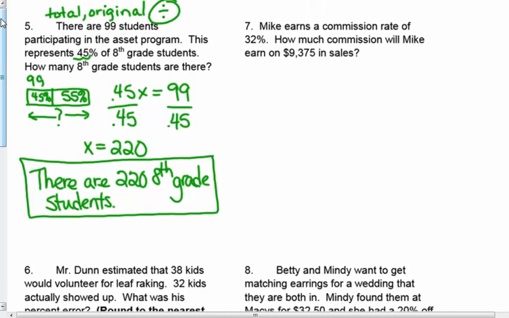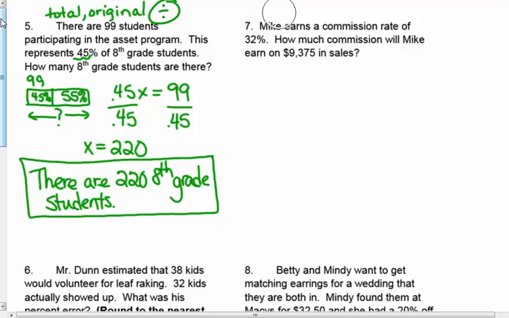Mike earns a commission of 32%. Ooh, that's a good commission. How much commission will Mike earn on $9,375 in sales? He gets almost a third of it, right? A third is 33 1/3%. He's going to get about 1/3 of this $9,000. If I estimated that, my answer should be around $3,000, I bet.